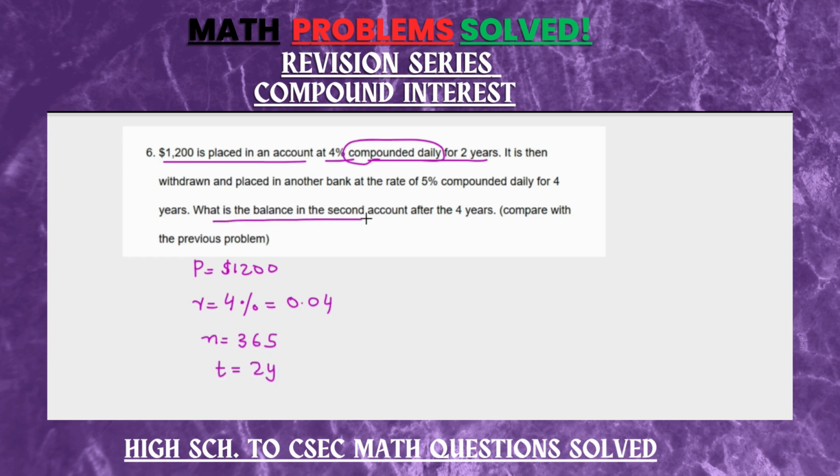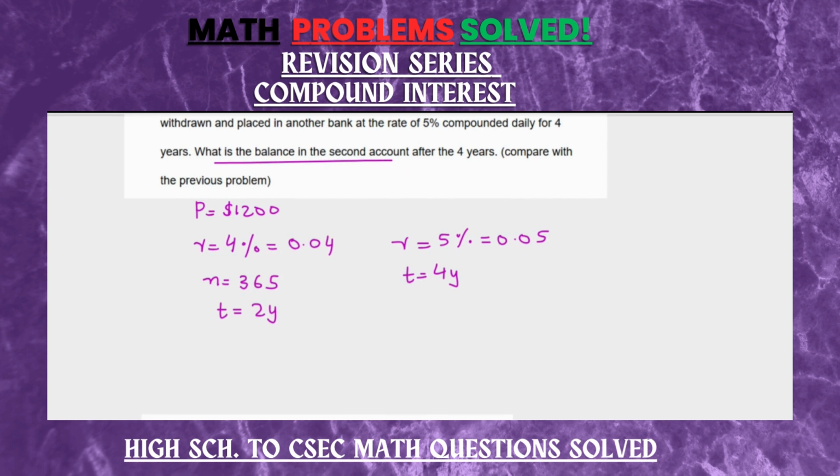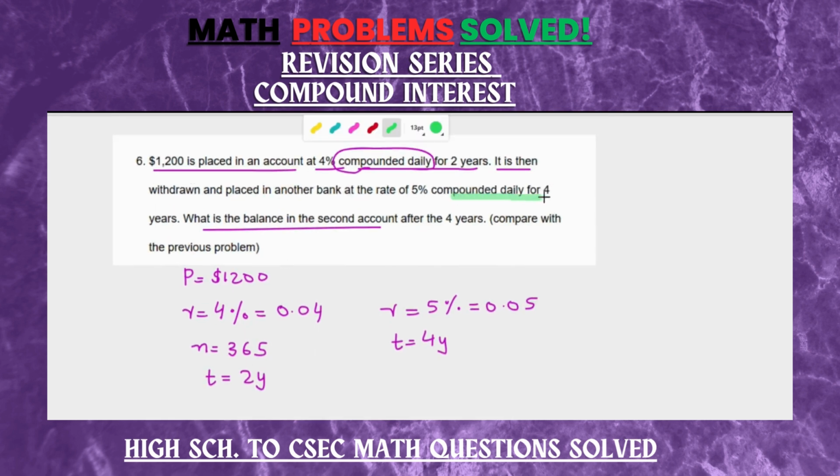What you have to find is the balance in the second account. It is then withdrawn and placed in another bank at the rate of 5% compounded daily for 4 years. Here you are given 2 periods. For the first period the rate is 0.04, right? And the time is 2 years. For the second period the rate is 5%, it means 0.05, and the time is 4 years, right? So you have to find the balance in the second account after 4 years. After 4 years means after this period. What will be the amount in the account, right?